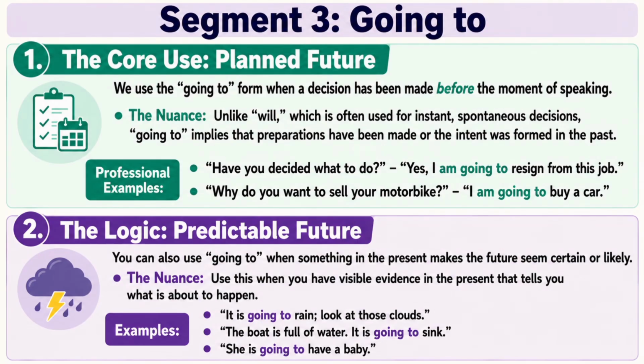We also use going to for a predictable future. This means we have evidence in the present that tells us what is likely to happen. For example, "Look at those clouds. It is going to rain." We can see dark clouds, so we predict rain based on visible evidence. Another example is "The boat is full of water. It is going to sink." We can see the boat filling with water, so the prediction is based on what we see. One more example is "She is going to have a baby." This prediction is based on present evidence, not just a guess.